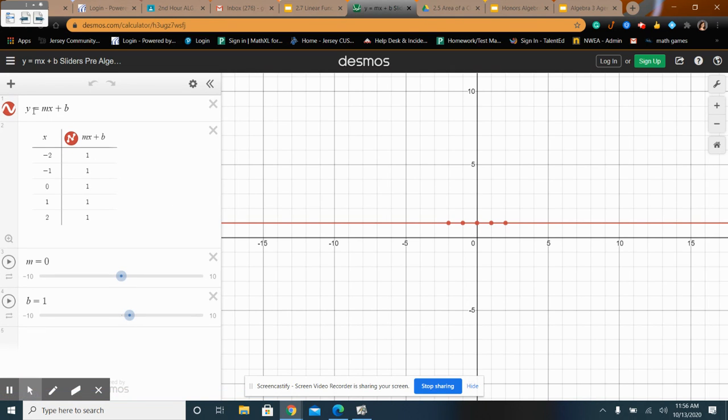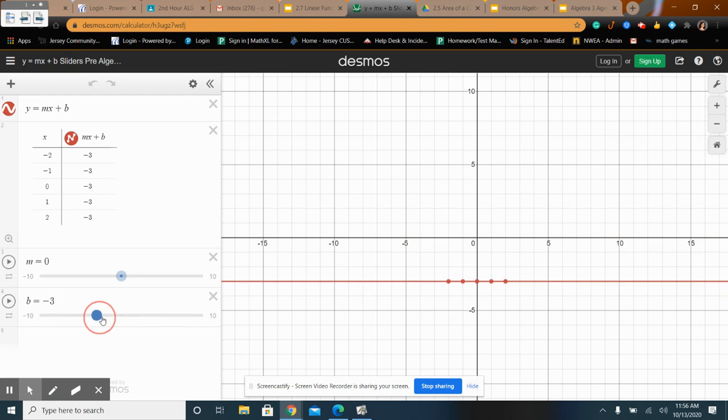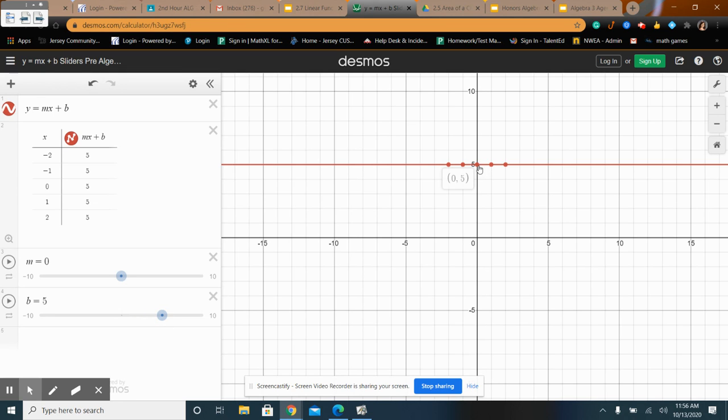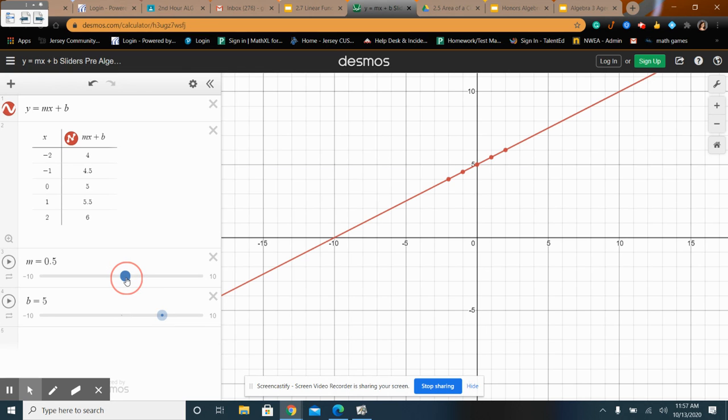So what happens here? Here's the equation y equals mx plus b. If I move b up and down, that's where that y-intercept is going. So if you want to think of it as the initial condition, you can. The initial condition here would be 5. And then if I add a slope to it, that's a slope of 1/2.